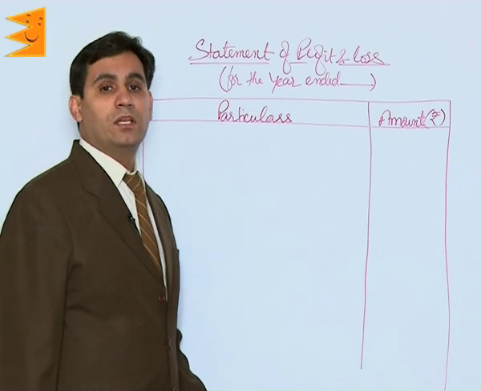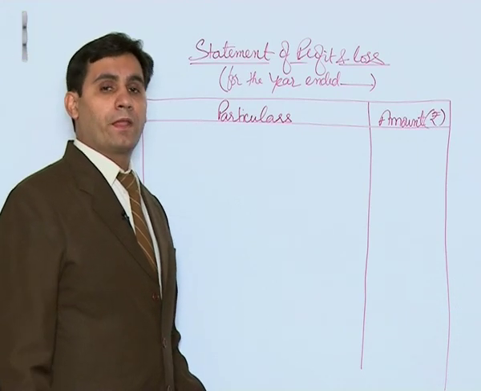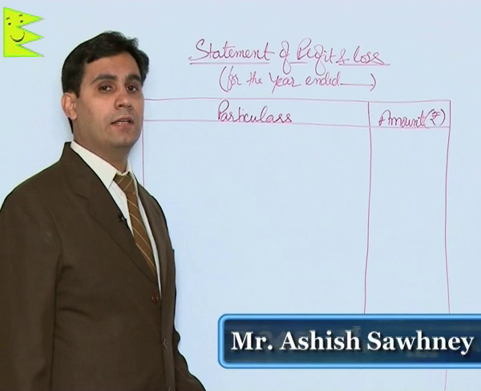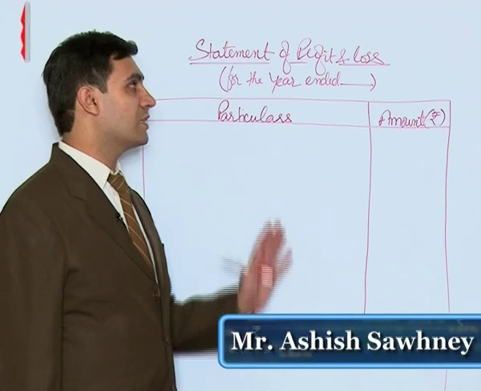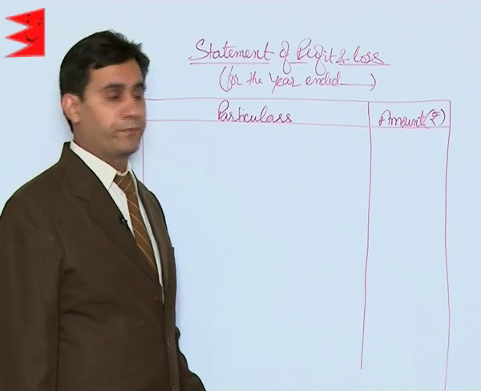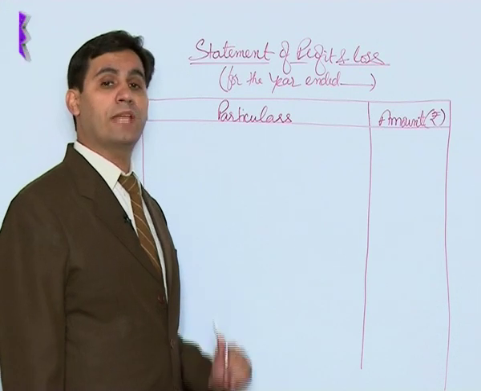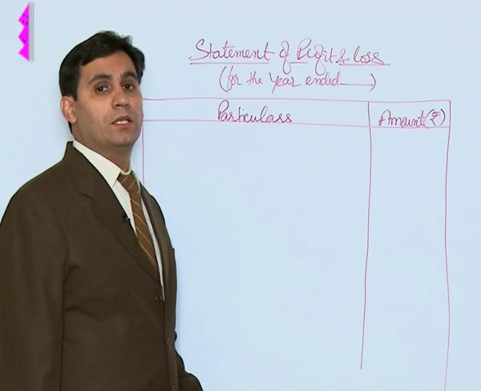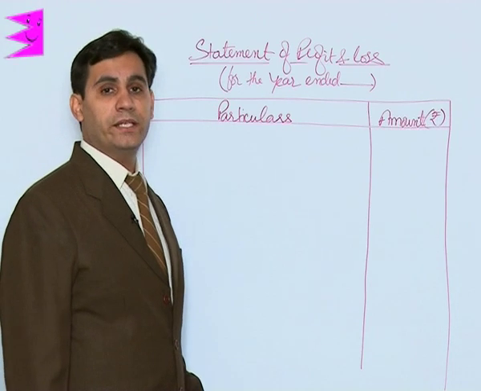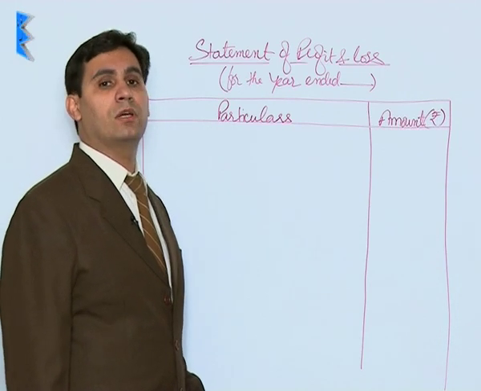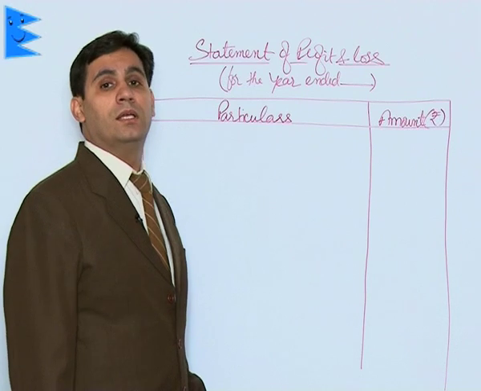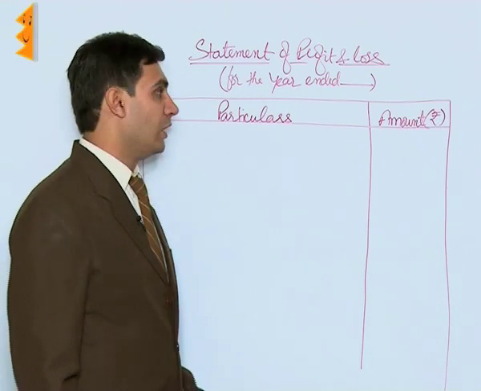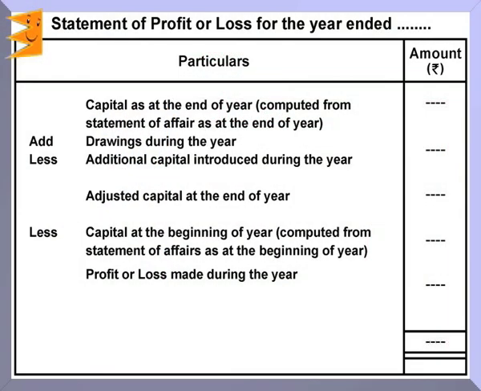The third statement, which is prepared after opening statement of affairs and closing statement of affairs, is the statement of profit and loss. This statement is used to calculate profits and losses made by the business during the year. And obviously, it is used for businesses who are maintaining accounts under incomplete system. So, the format goes like this: statement of profit and loss for the year ended.